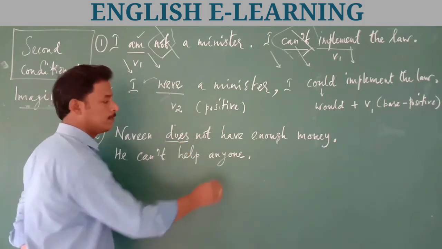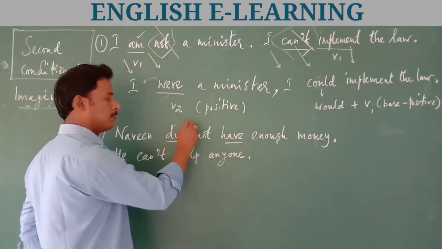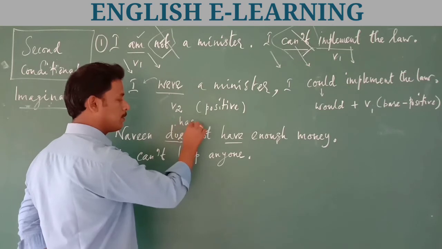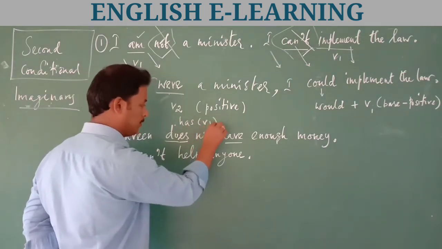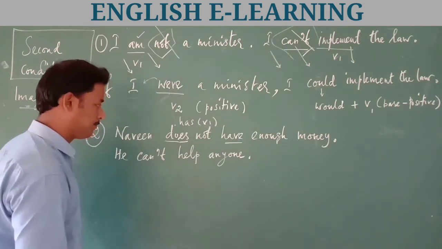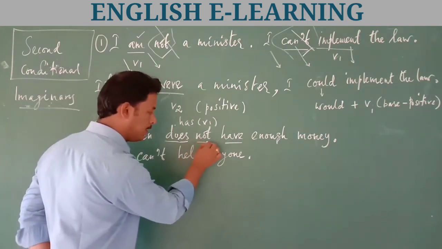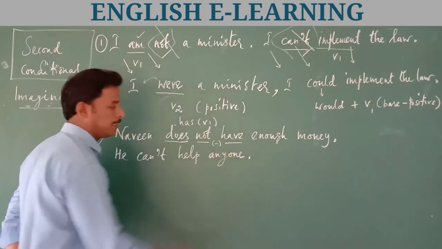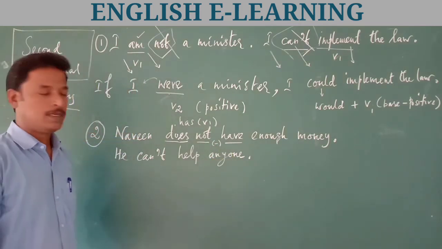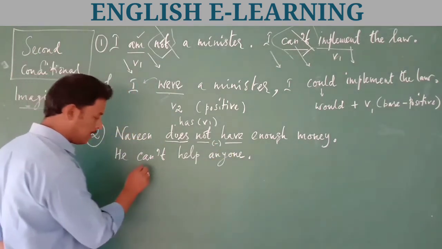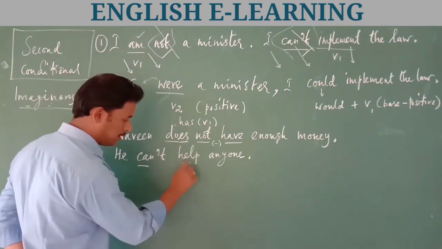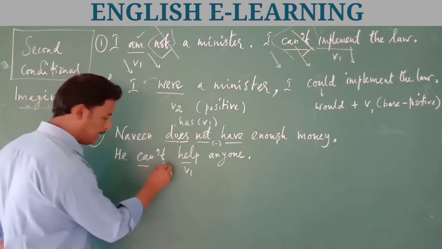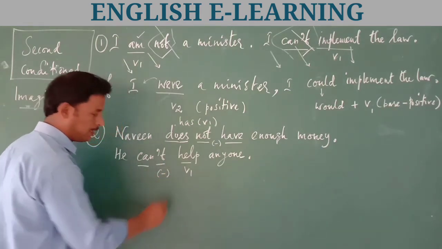Does plus have is has. So it is in verb 1. And look at the idea. It is in negative. Look at the second sentence. Can't plus verb 1, that is, it is in the base form. And then it is also in the negative.